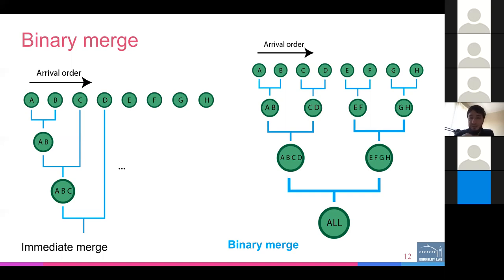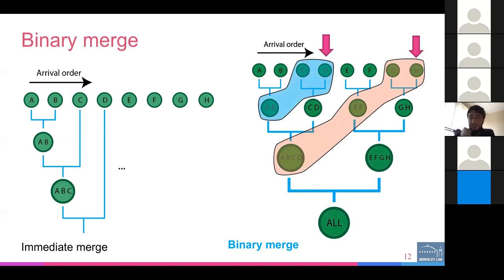For example, when B becomes available, we just merge them. When F becomes available, we just merge them. However, when D becomes available, we perform a 3-way merge, including A, B, C, and D. Similarly, we perform a 4-way merge when H becomes available. Here, observe that the merge set sizes might differ drastically.